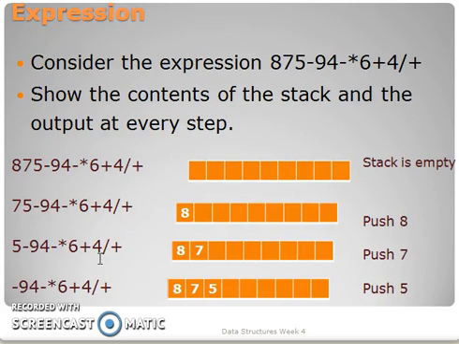So let us see one example for it. For example, 8 7 5 minus 9 4 minus star 6 plus 4 slash plus. This is a postfix expression, as we know the operands come before the operator. Initially the stack is empty. Whenever we find operands, we need to insert them into the stack. So obviously 8 is inserted into the stack. Then we read 7, and again 7 is inserted into the stack. Then 5 is pushed onto the stack.